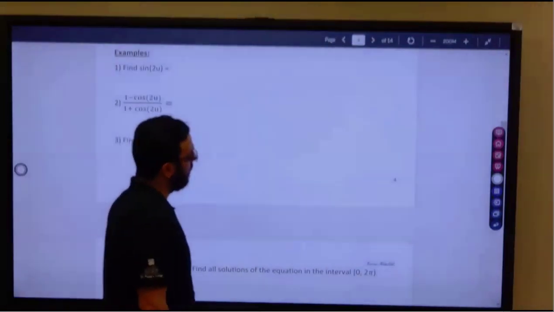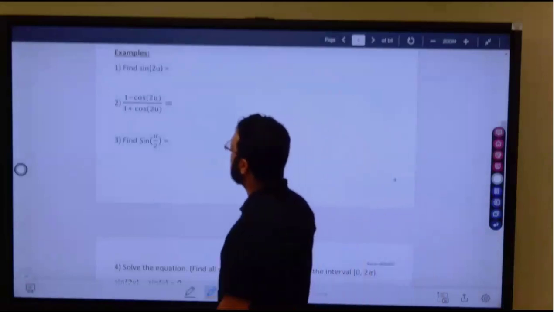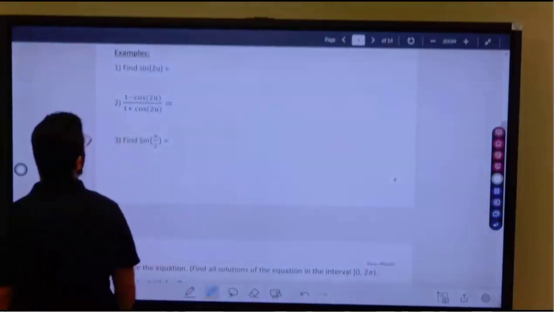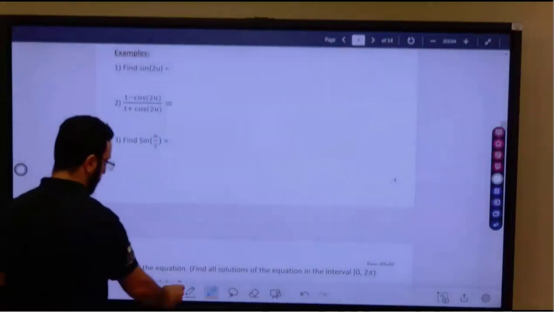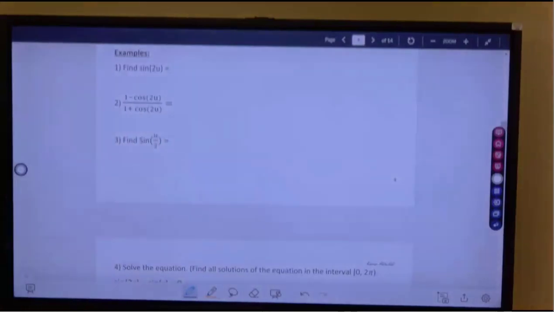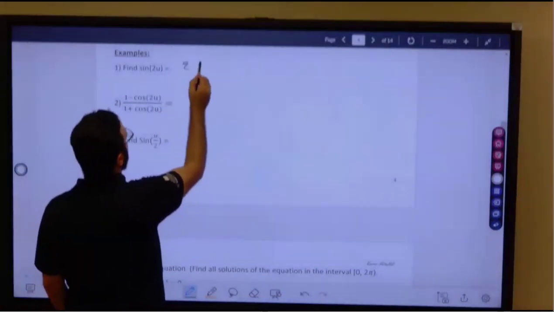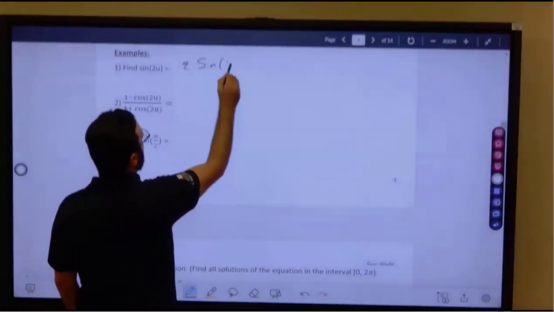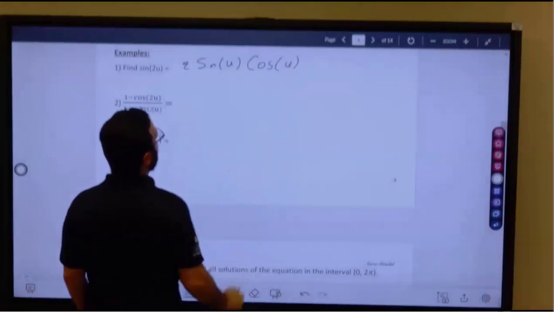The first example, they're just going to ask you to find sine 2u. So it's going to be sine 2u, use the double angle. So it's going to be 2 sine cosine. So it'll be 2 sine u cosine u. That's it for the first example.